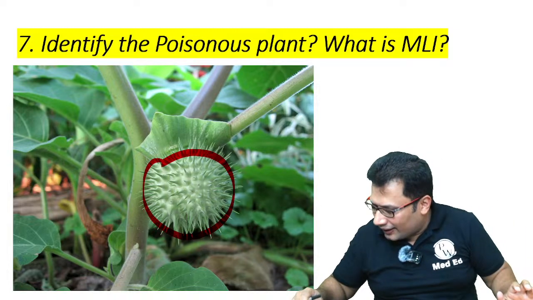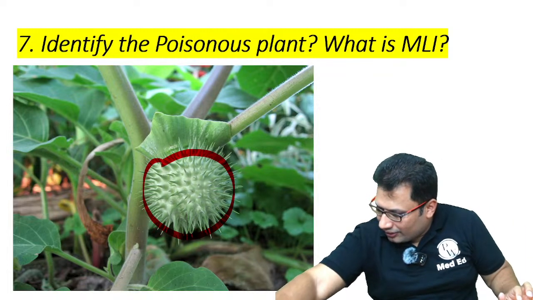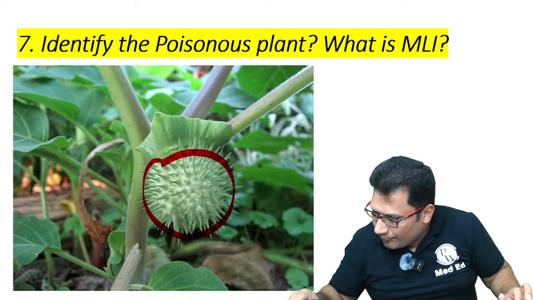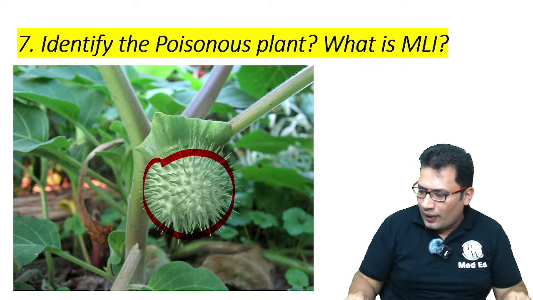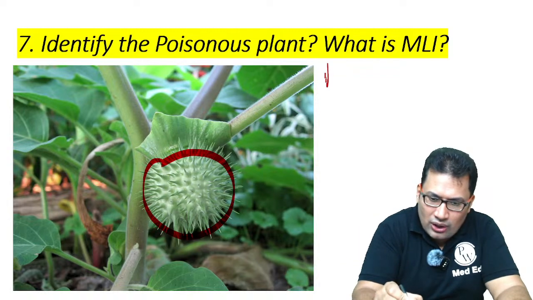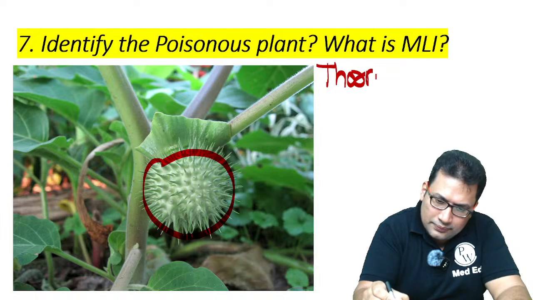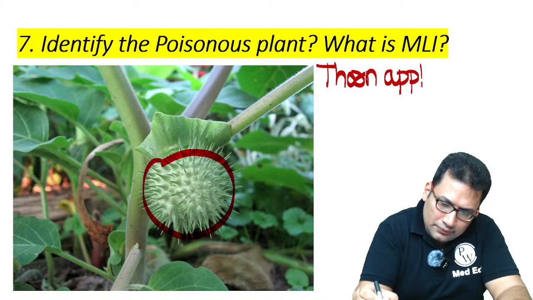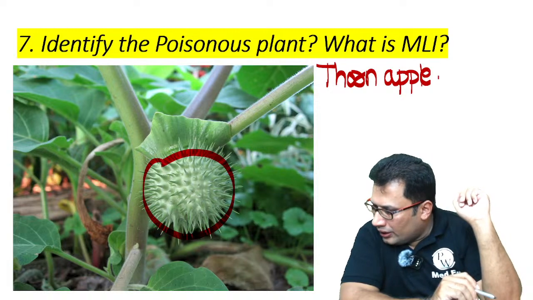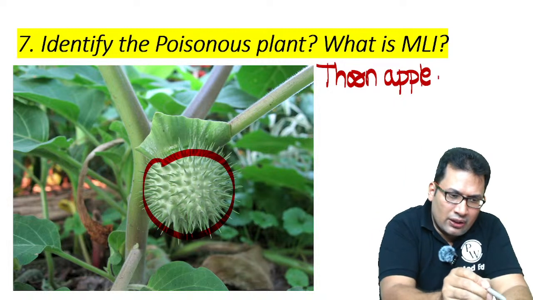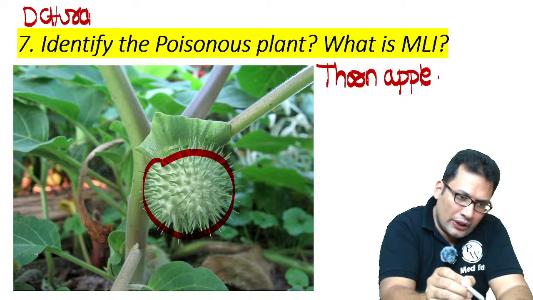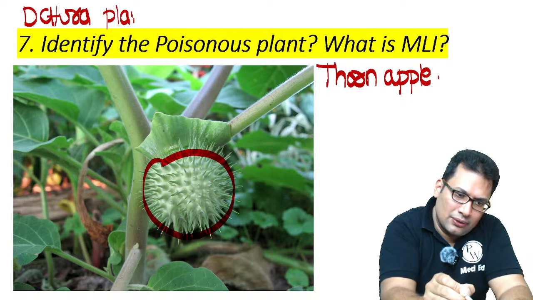Okay, good. Anybody can answer this? Come on, guys. It is known as thorn apple. So this is your datura, Datura fastuosa. So, the datura plant.